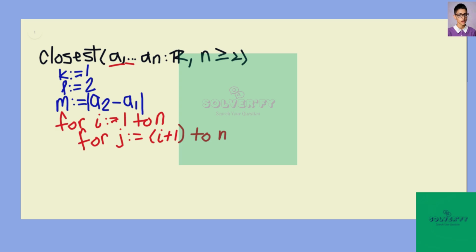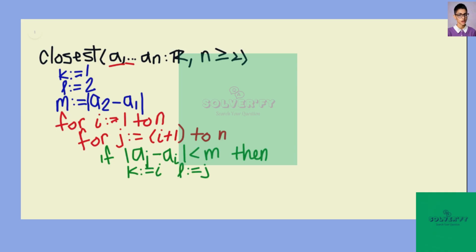And we want to check their distance. Okay, so we'll say if, and we want the absolute value here, a sub j minus a sub i is less than m, then we will reset k equal to i, L equal to j, and m is now going to be equal to the absolute value of a sub j minus a sub i.